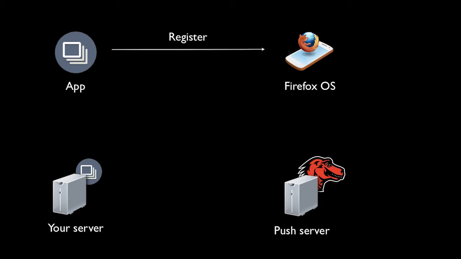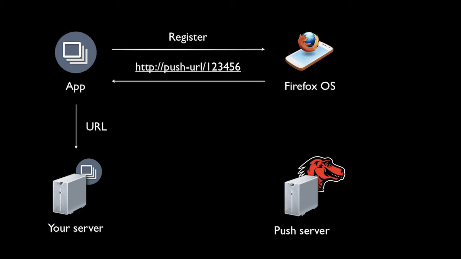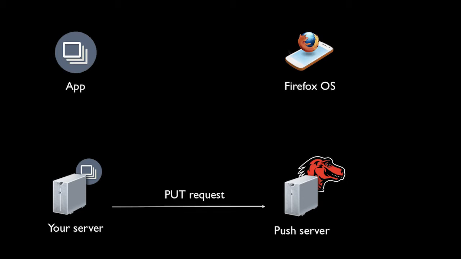First, your application registers itself with the operating system, which in return will give you a URL. Your server can ping this URL if there is new information available. You pass this URL to your server to store it along with user information. When you want to send a push notification, you do a put request to the URL the app gave you.